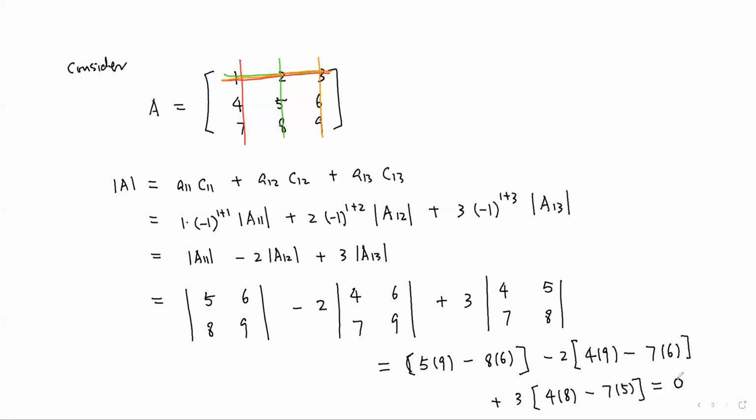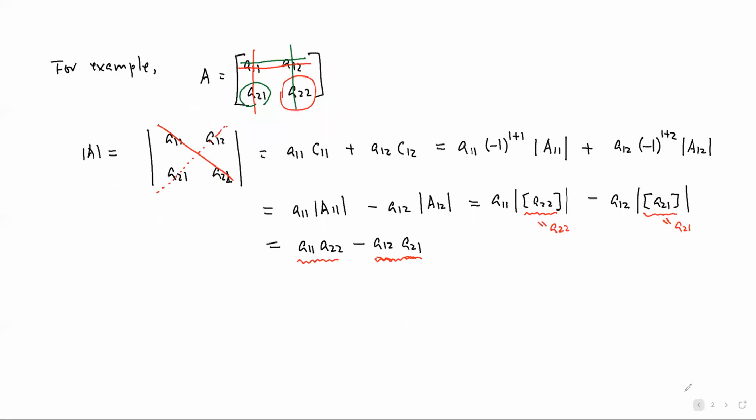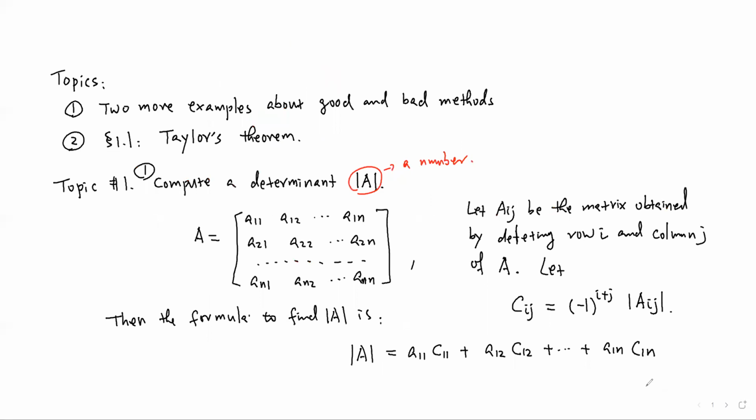Using the calculator, it is 0, because the determinant of this 3×3 matrix is 0. This matrix has no inverse. These are the examples about the use of this formula.